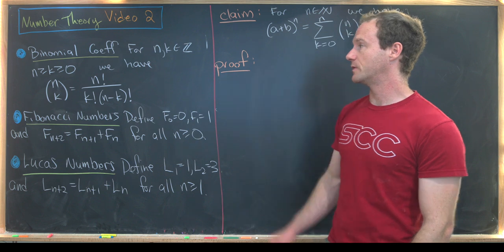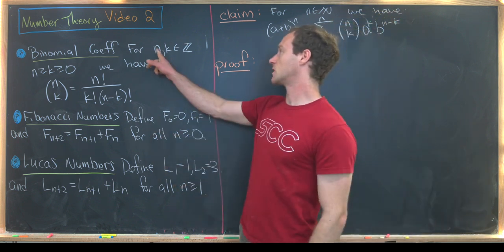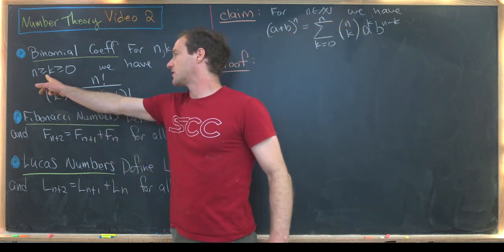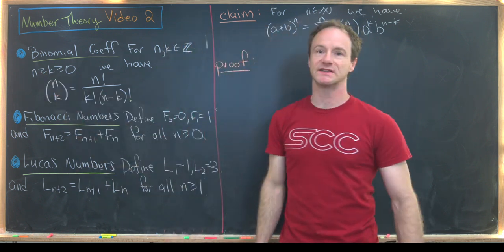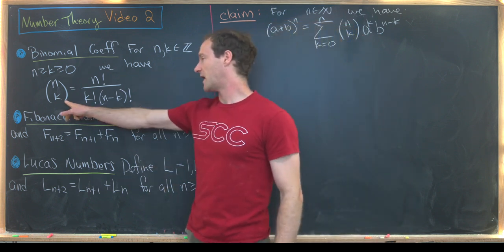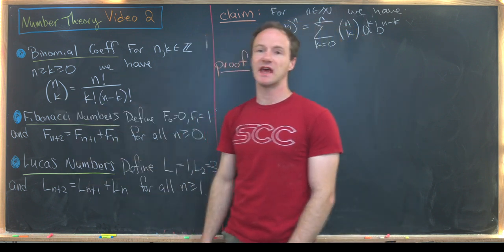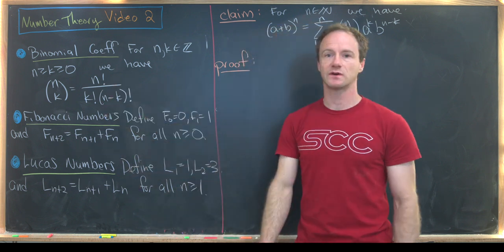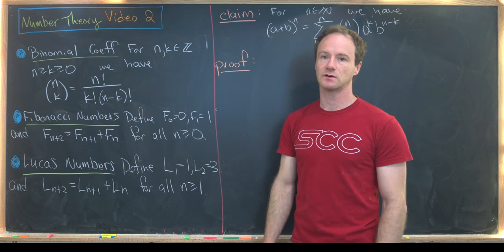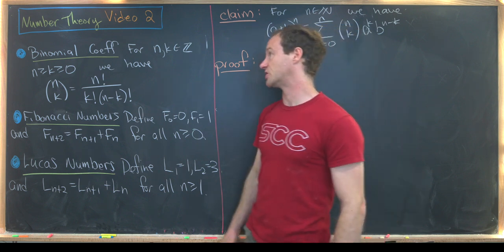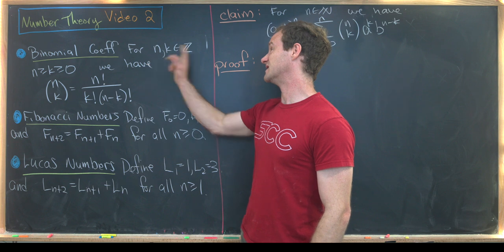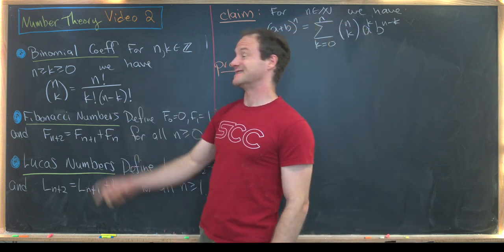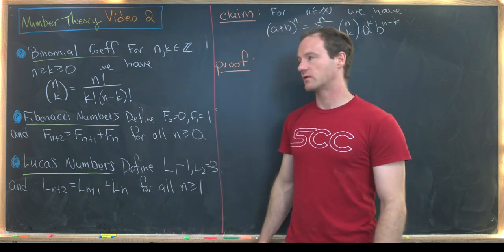Okay, so binomial coefficients first. For integers n and k such that n is bigger than or equal to k, which is bigger than or equal to 0, we have the binomial coefficient n choose k, that's how we read that, is equal to n factorial over k factorial times (n minus k) factorial. There are lots of ways to generalize this so that n is not an integer, or maybe even n is negative, but we're not going to talk about that right now.